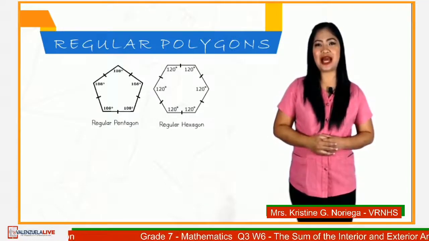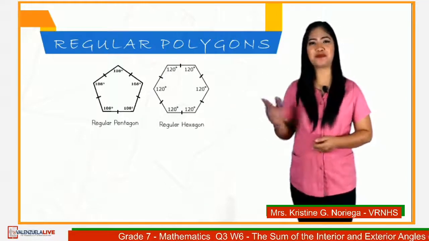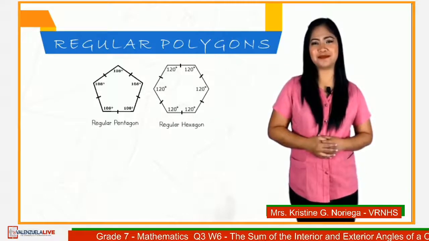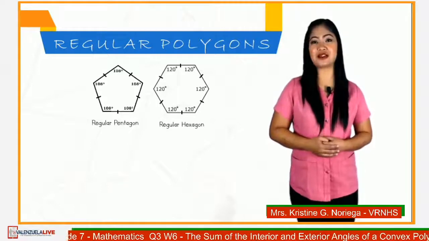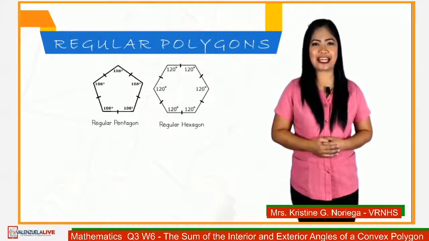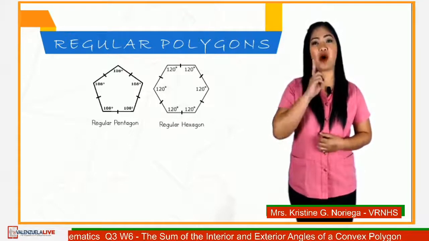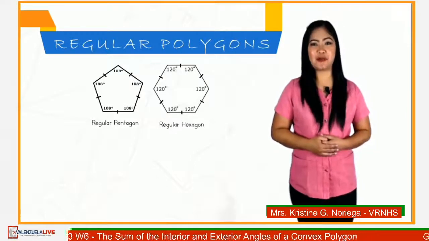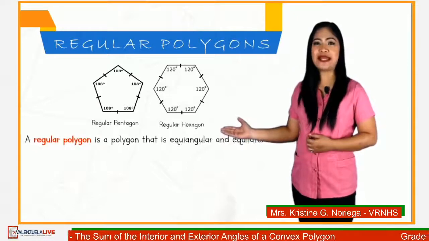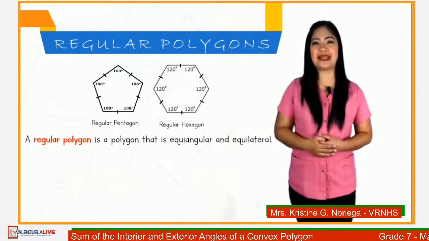Try to take a look at these polygons. What can you observe? Correct. The measures of the interior angles of each polygon are equal. This is one characteristic of a regular polygon. A regular polygon is a polygon that is equiangular and equilateral.